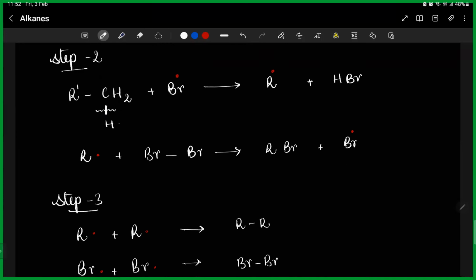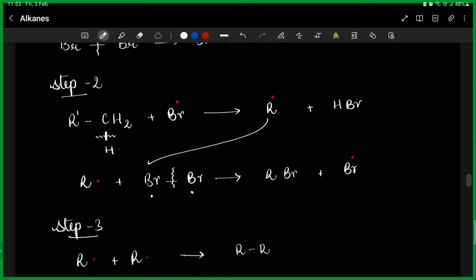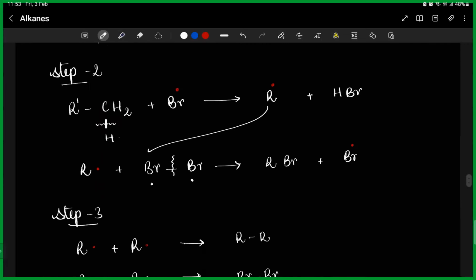And then similarly, the same R radical will again react with Br-Br, and here also a bromine free radical is formed, and then RBr plus a bromine radical is formed. That is why once a free radical reaction has started, it is really hard to stop it, because radicals keep forming and products keep forming. So this is chain propagation. The products are formed.